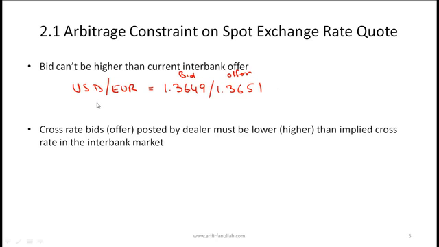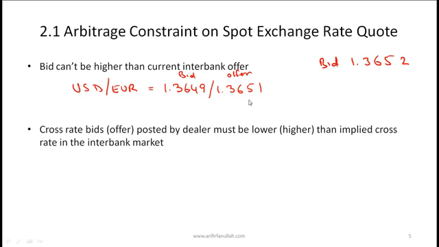Say the interbank USD euro rate is 1.3649, which is the bid, and the offer is 1.3651. Now take a hypothetical and unlikely situation where the bid being offered by a given dealer is higher than this offer rate, let's say the bid is 1.3652. Now, what is the arbitrage opportunity here?